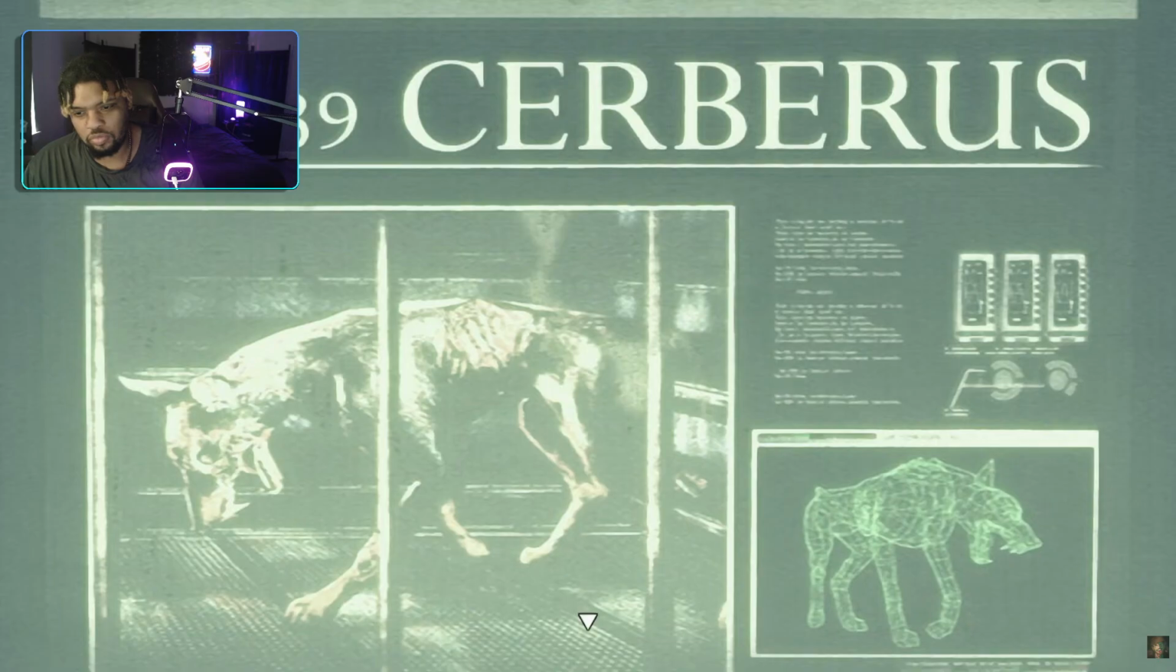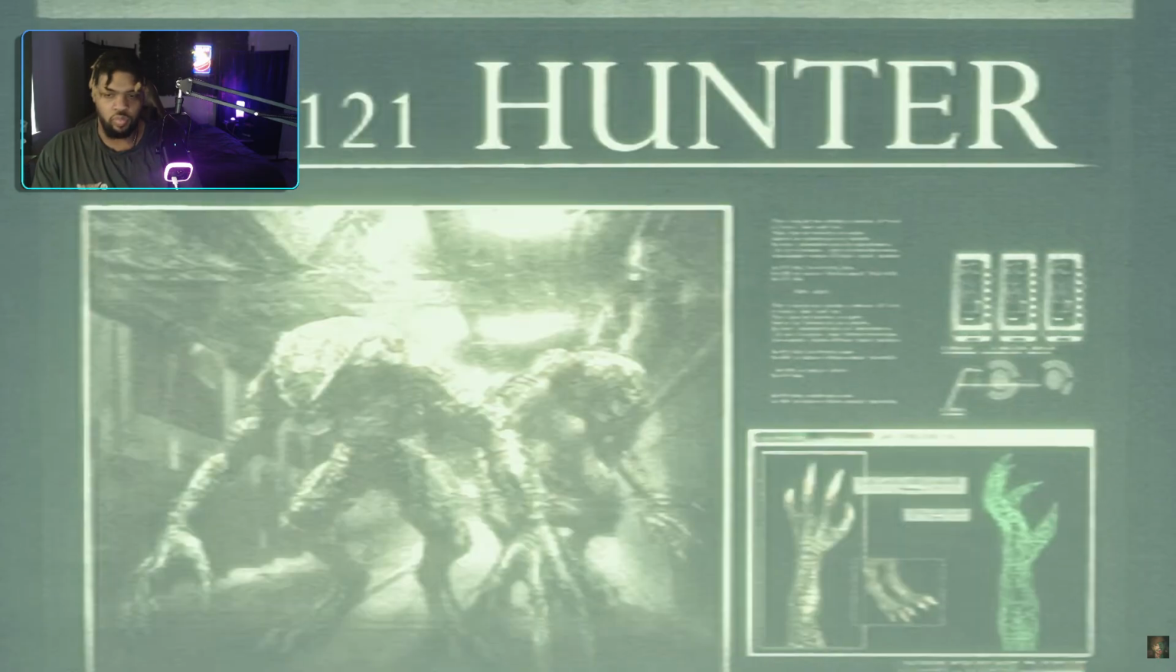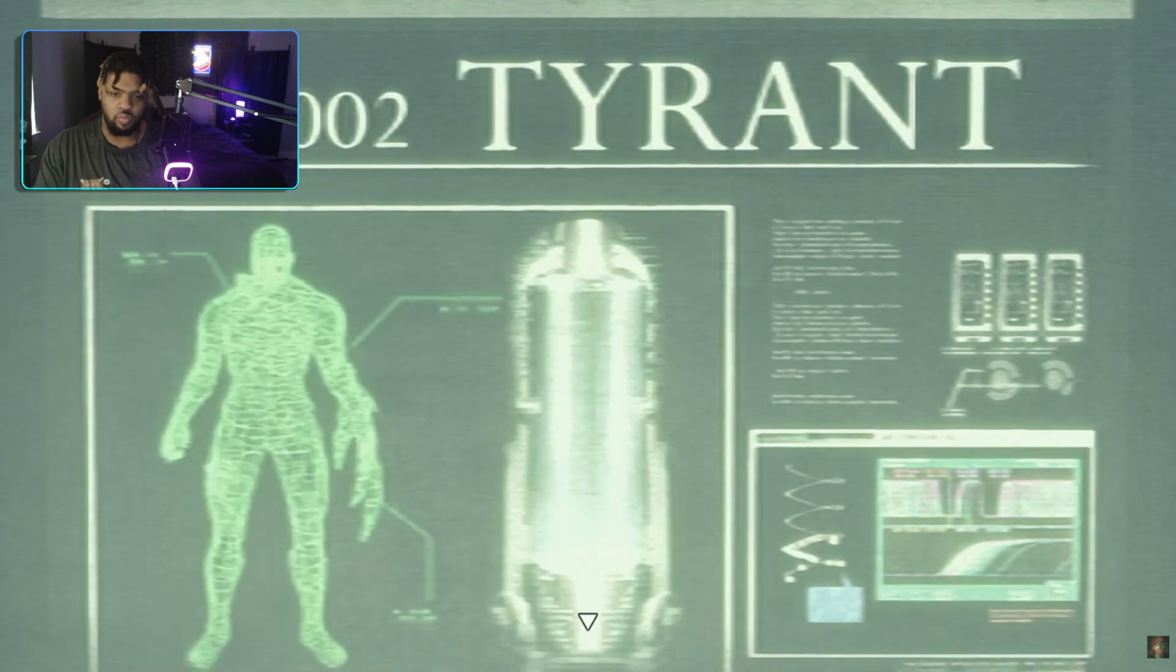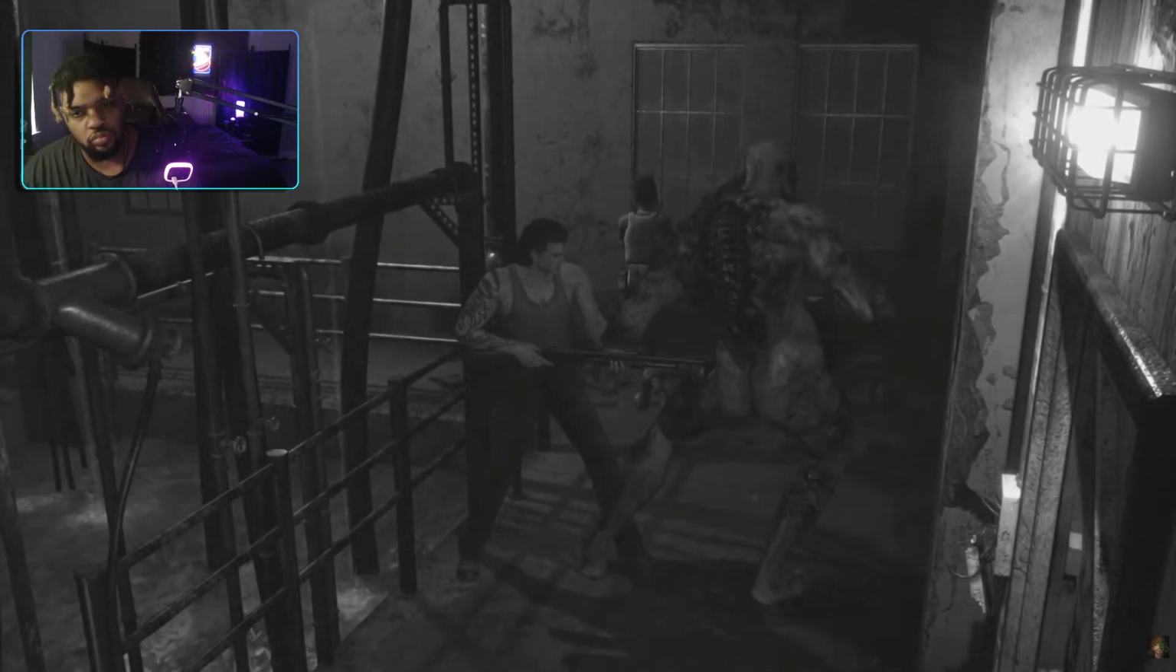Also here in the Arklay labs, Chris finds a slide reel, and on it is evidence of the BOWs Umbrella has created here. The Cerberus, the Neptune, Sharks, and the Hunters, along with another one that Chris has not encountered. The T-002 Tyrant, the perfected version of the proto-Tyrant that Rebecca and Billy encountered at the training school.